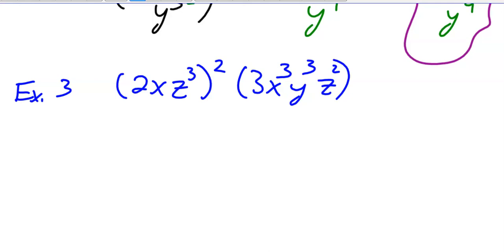Okay, so first thing is, where you've got the power to a power, you've got to go back and multiply this 2 times everything. And again, we don't have a power with the x or the 2, so we've got to go back and put a 1 there, basically. So we're going to take this 2 and multiply it by all the different powers. Okay, so we've got 2 squared, which would just be 4. We've got x squared, and we have z to the 6th.